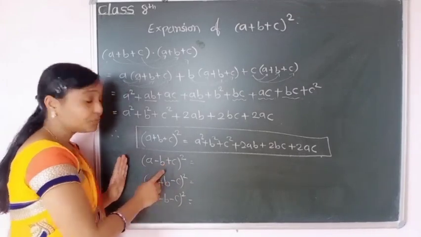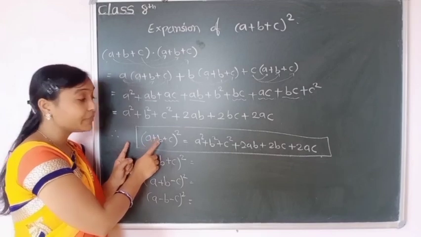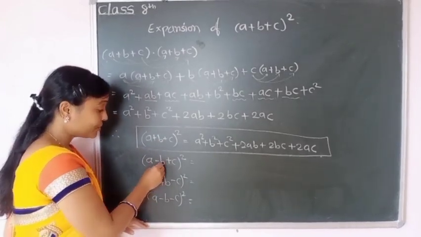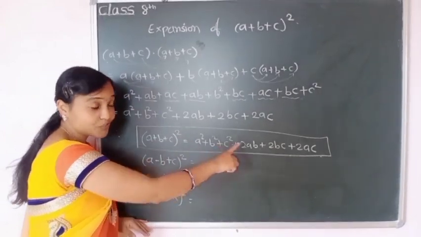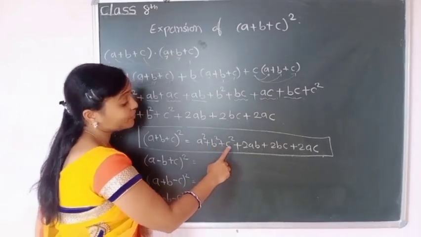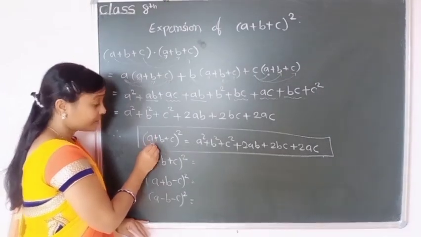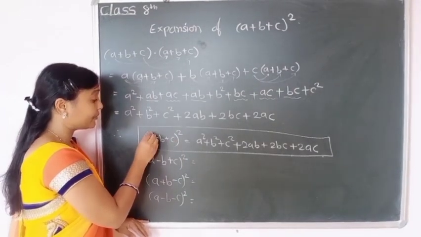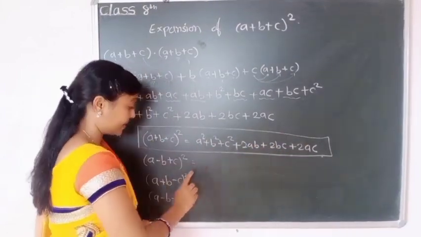So how to make these formulas? These formulas are very easy. If you remember this formula, then you can make these formulas. So first you see how to make these formulas. First you learn this formula: (a + b + c) whole square is a square plus b square plus c square plus twice ab, meaning first the pair of these two, then the pair of these two, and then the pair of first and third: ab, bc and ac.